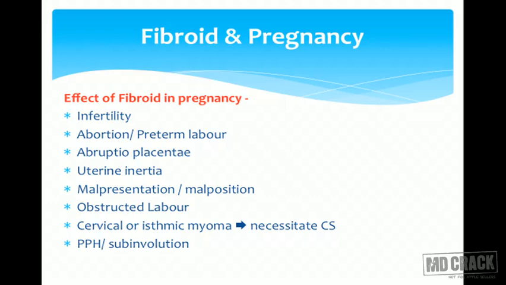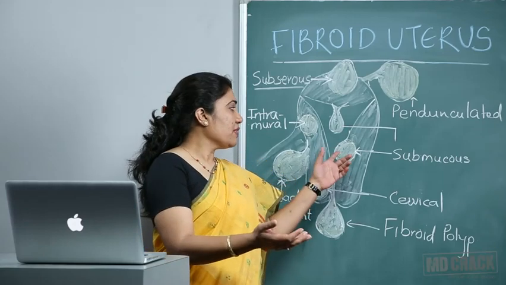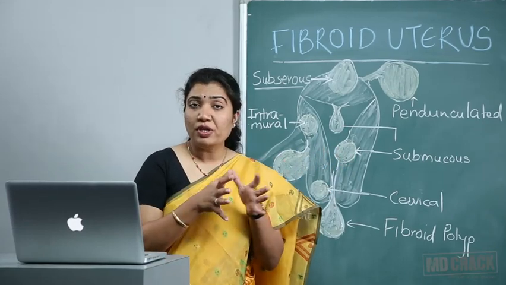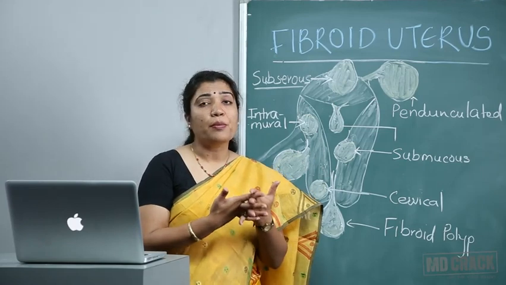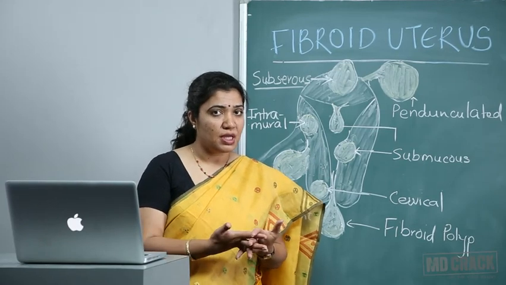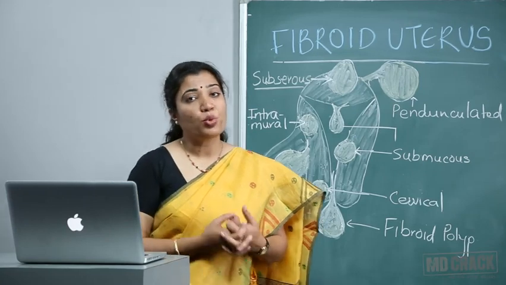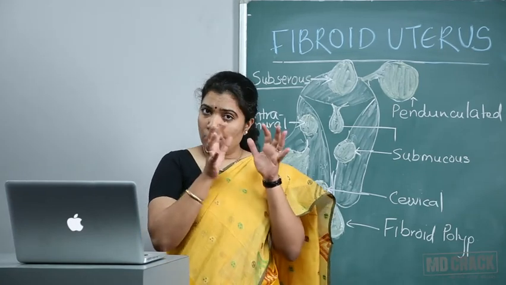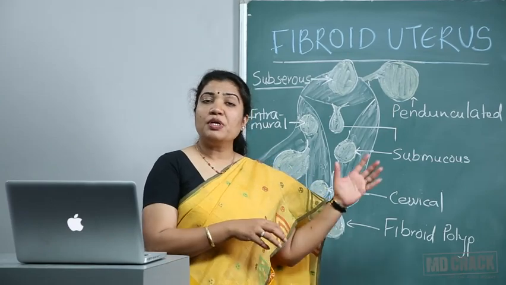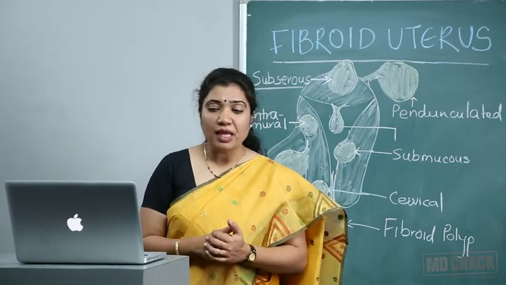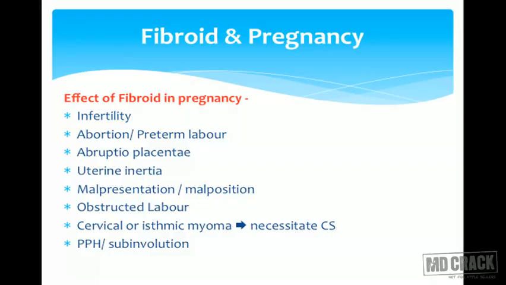Usually in cervical fibroids, we have to do cesarean section and we have to find a place to take the incision. In the third stage of labor, these fibroids will obstruct or hamper the retraction of the uterus, and thus it may lead to PPH. That is third stage bleeding, postpartum hemorrhage. Usually the uterus retracts properly, but if there is a fibroid, there can be less retraction leading to PPH or subinvolution in the puerperal phase.